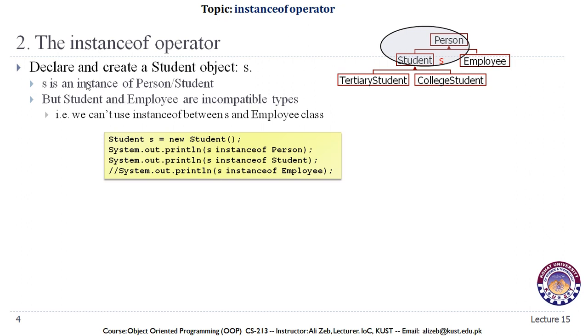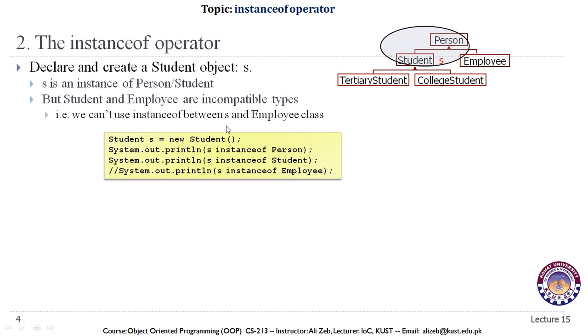If we try to compare the Student object with the Employee class, the compiler will generate an error because there is no reason to compare the Student object with the Employee class. The compiler will not allow it because they are not compatible. It is like comparing an integer with a string. They are completely irrelevant to each other. We cannot use the instanceof operator between s and the Employee class.